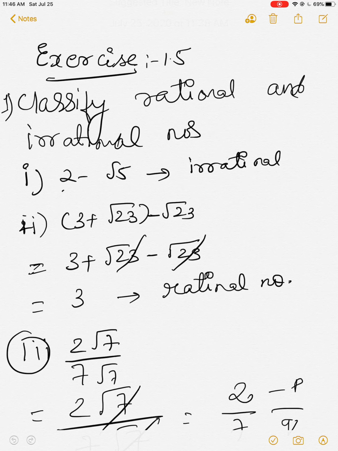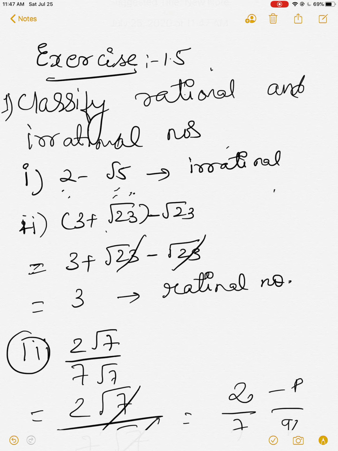Good morning, children. Next exercise is exercise number 1.5. Classify them into rational and irrational numbers. First one is 2 minus root 5. Now 2 is rational and root 5 is irrational. So a combination of rational and irrational is there. So it is an irrational number.